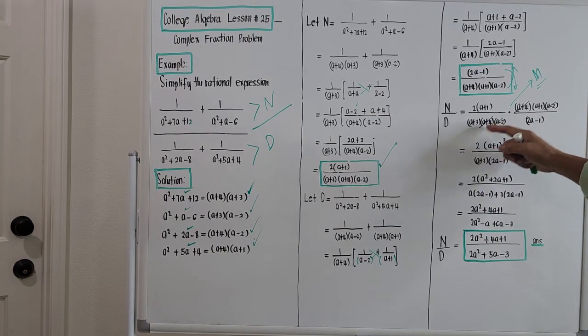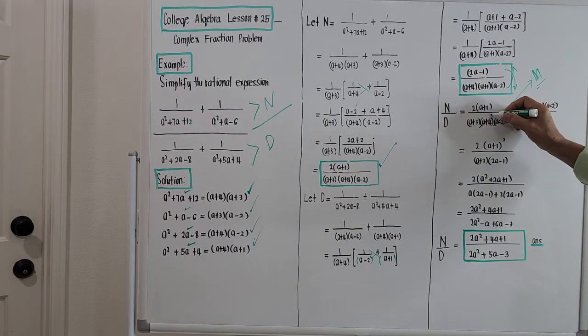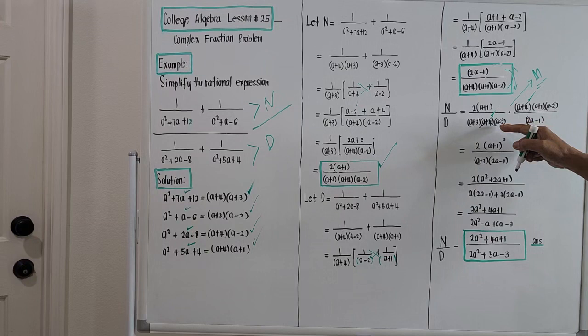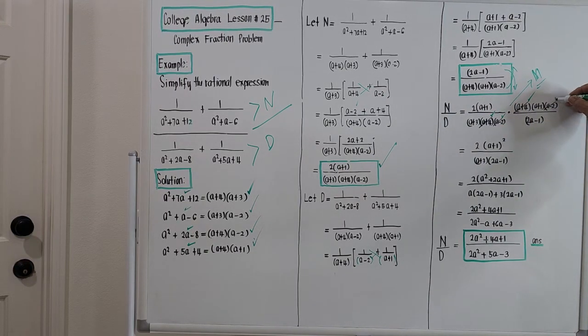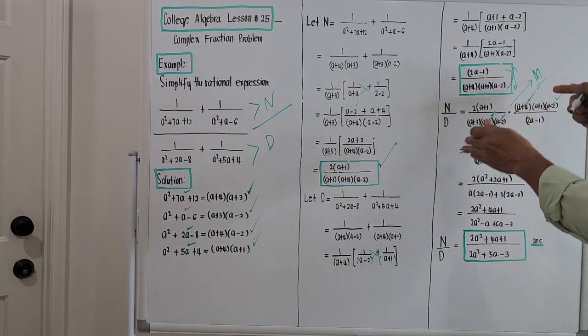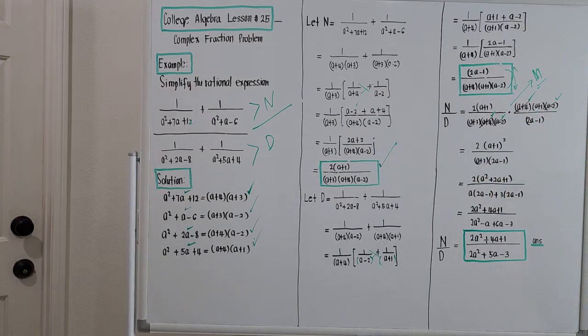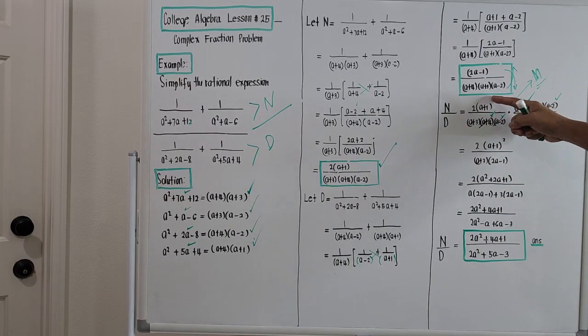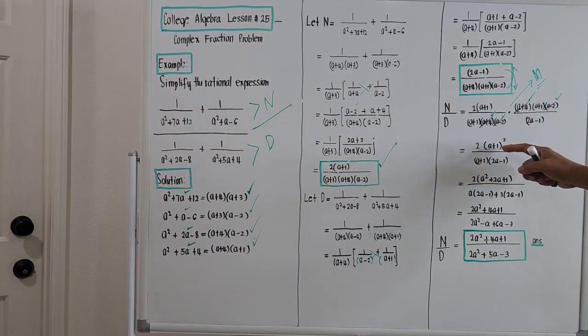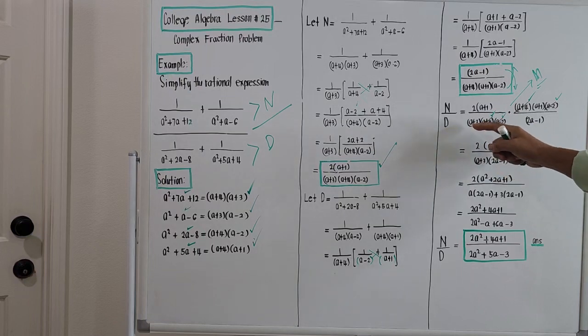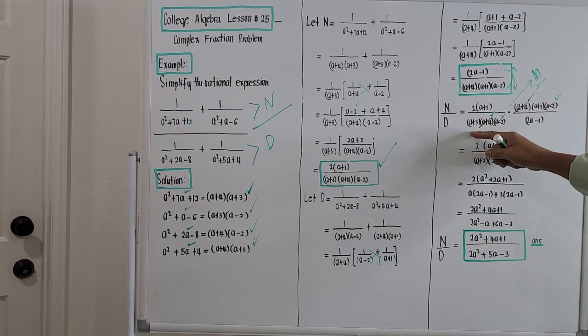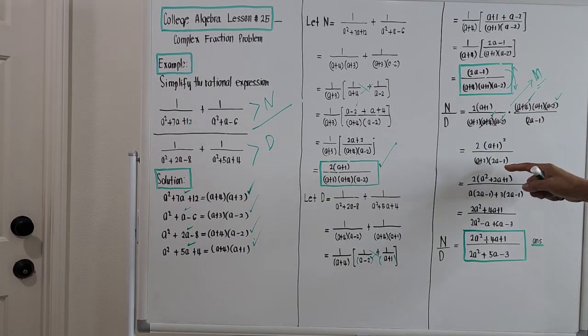A plus 4 cancels with this. A minus 2 cancels with this. The operation is multiplication, so we are free to cancel. So what remains on the numerator will be 2. This is a plus 1, so this will be a plus 1 quantity squared. What remains on the denominator will be the binomial a plus 3 and the binomial 2a minus 1. So this is 2a minus 1. So this will be 2.